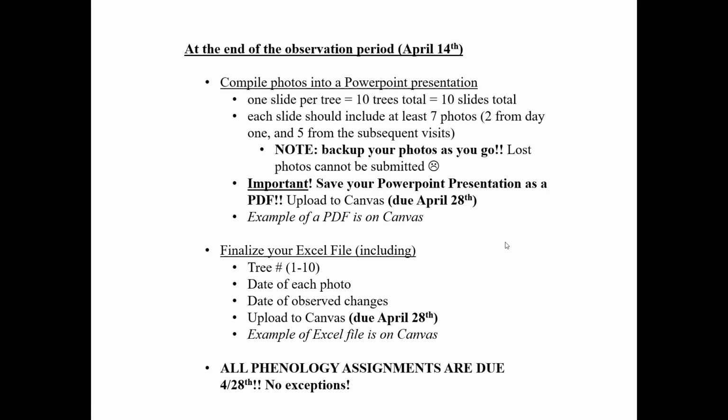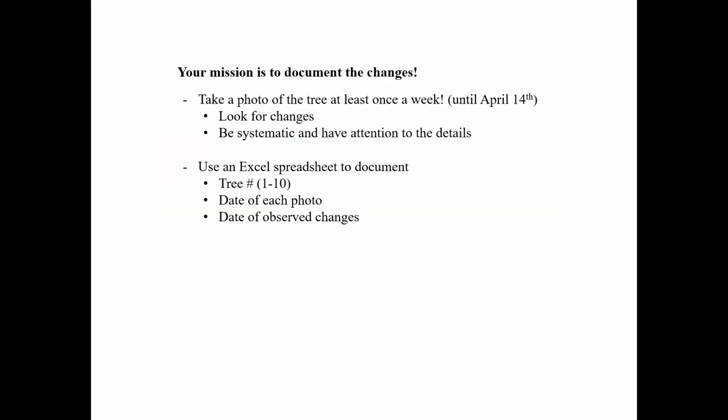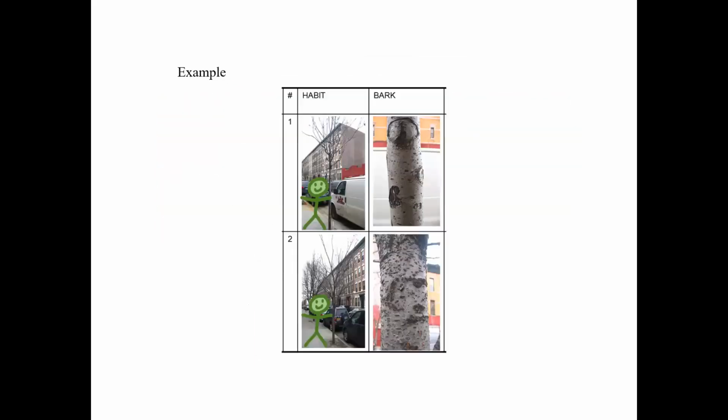Right, so there's a question. The 2 photos from day 1 are of the whole tree and the bark, and then the 5 subsequent photos are just the tree. So for example, there's a couple ways you can do this, Michelle. Yes, on day 1, you have the full tree with you next to it, or the full tree by itself, and then a selfie of you next to the tree and the bark.